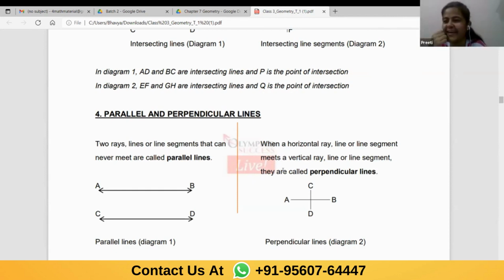Yes, go. Okay. So it could be slanting, it could be vertical, or it could be sleeping. It could be anything out of them.